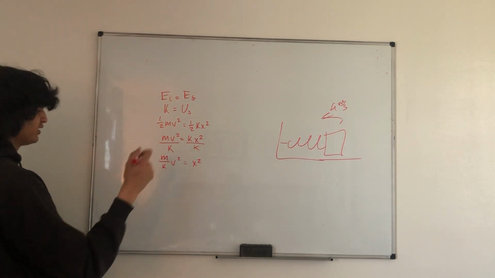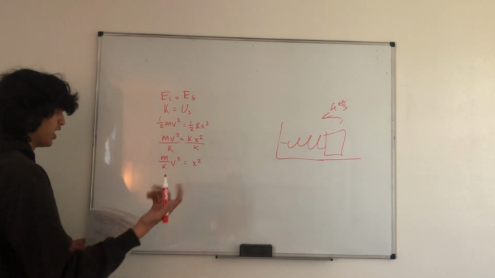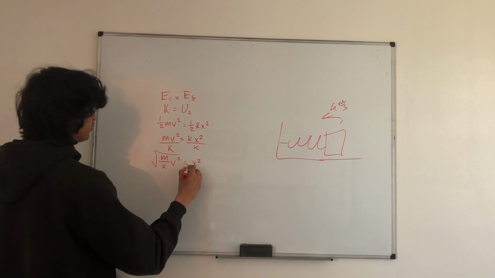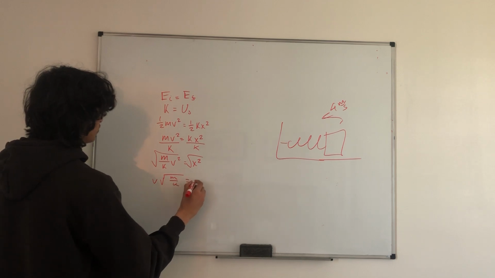M over k, we've seen that in the period of a pendulum. I don't think it really means anything here. I'm just doing this because then when we square root, we can cancel out the squared on the v here. So we get v square root of m over k equals x.